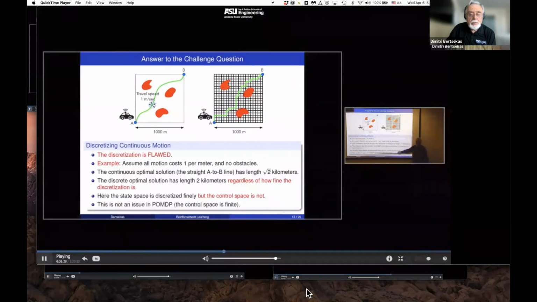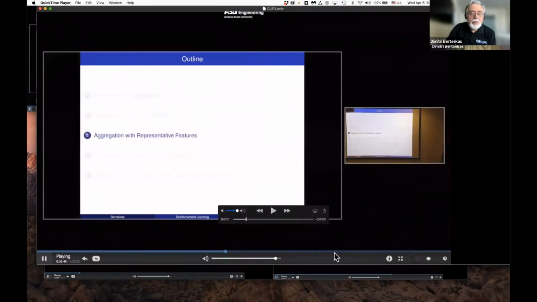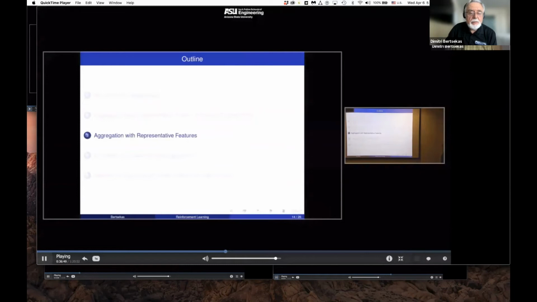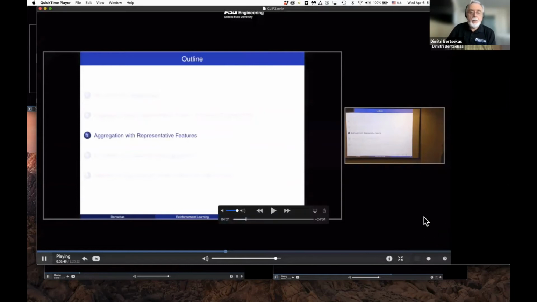Now, in the POMDP example that I gave earlier, this is not an issue because in POMDP, the belief space is infinite, is continuous, but the control space is finite, still finite, okay? So we don't have this particular problem here. Okay. Are there any questions about this discretization paradigm or counterexample?